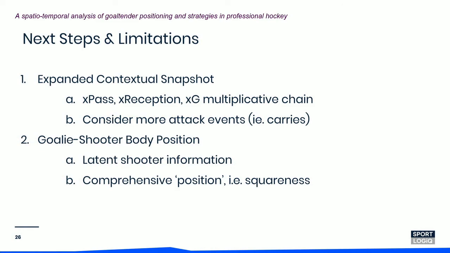And then the body position, there's a lot of latent shooter information, kind of like we saw in the Marchand example, and a friendly Marchand example finally. And then the goaltender position, there's just a stick on the ice with the XY coordinate. There's more to it, we want squareness, we want that sort of thing. So that's all I got.